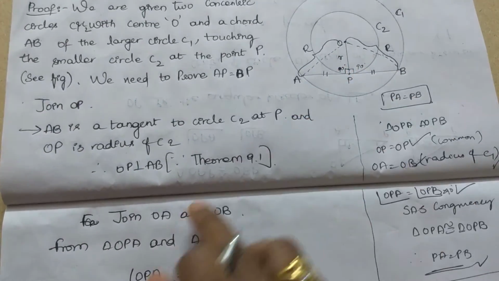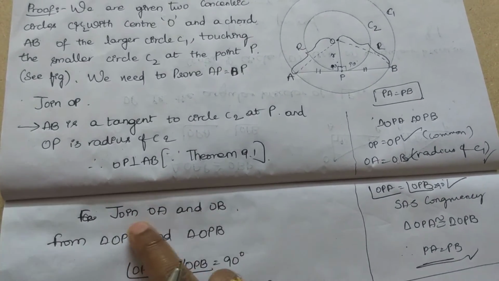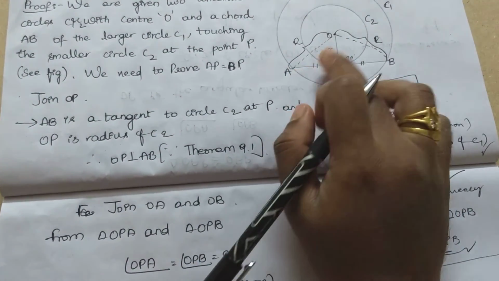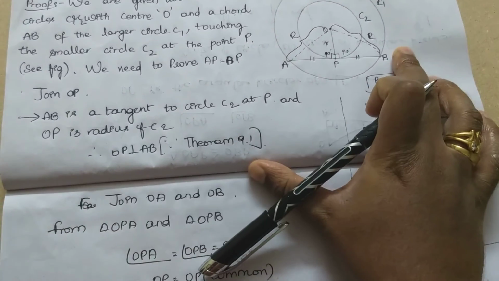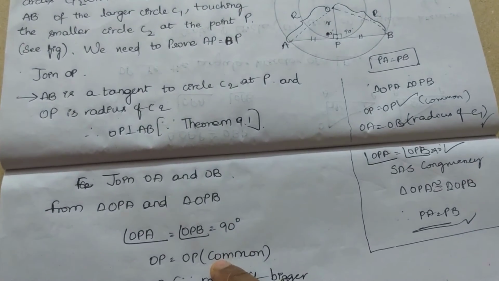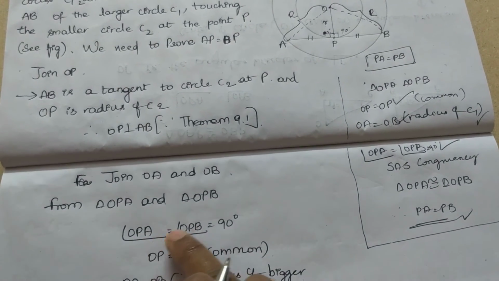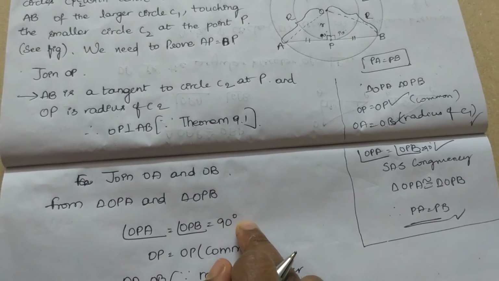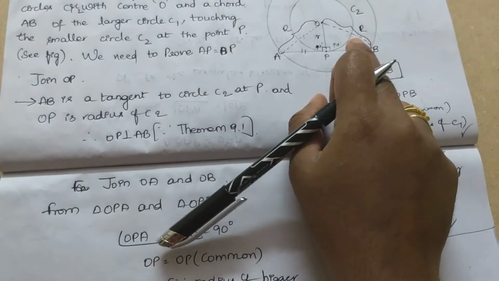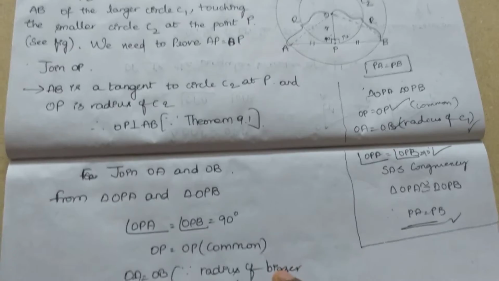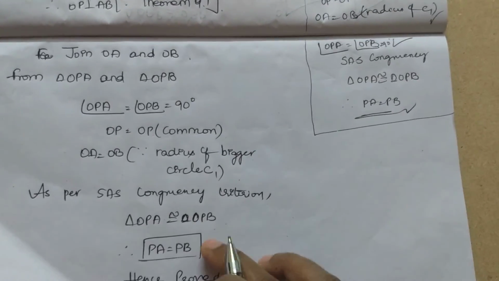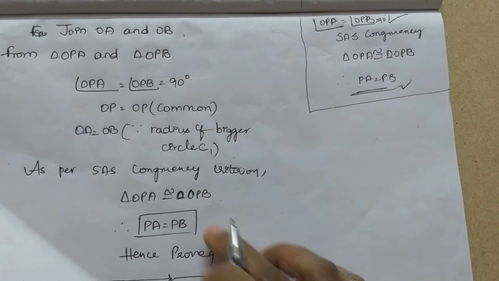Okay. After that, next step, what did I do? Join OA and OB. From this, you'll get two triangles. One is triangle OPA, the other one is triangle OPB. In these two triangles, OP equals OP since it is a common side, and angle OPA equals angle OPB equals 90 degrees. The next one, OA equals OB because it is the radius of the larger circle. Therefore, as per SAS congruency criterion, triangle OPA is congruent to triangle OPB.